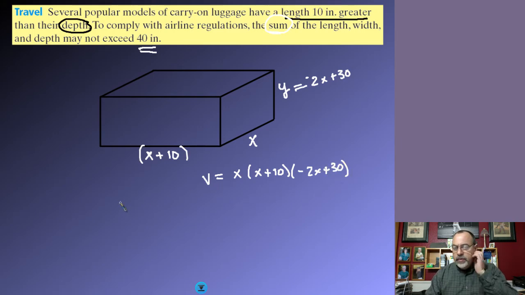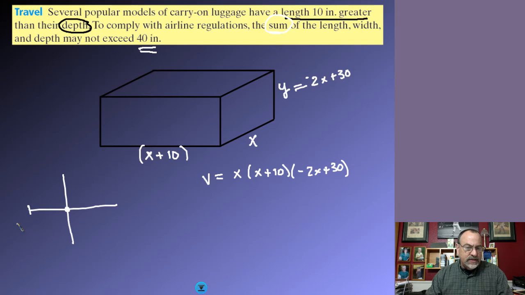So now what we can do is make a quick sketch of that by figuring out what the zeros are. Well, what makes this one 0 would be 0. What makes this one 0? A negative 10. So out here at negative 10. And what makes this one 0? Now this is a little bit harder to determine, but again, if you just think about what you want, I want negative 2x plus 30 to equal 0.